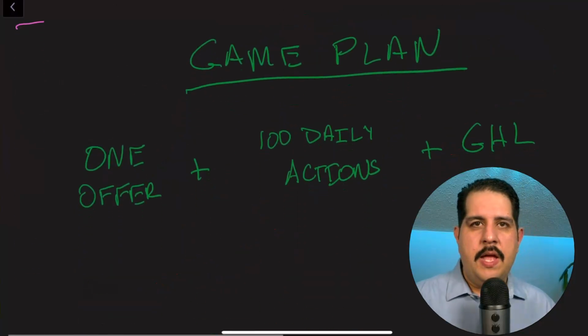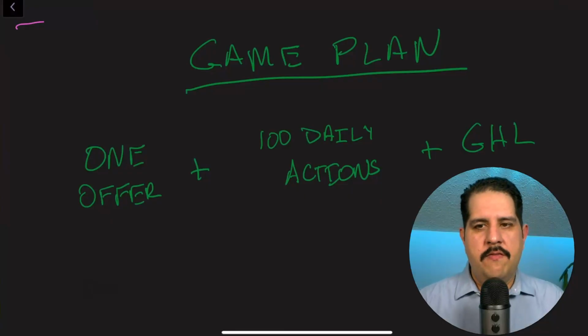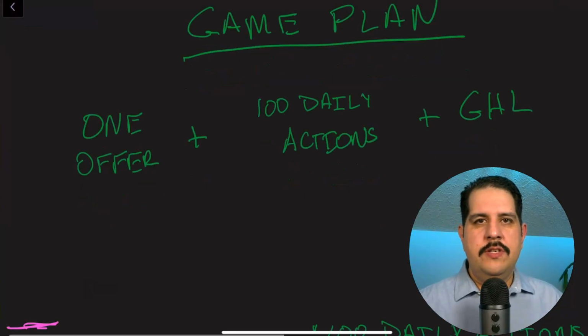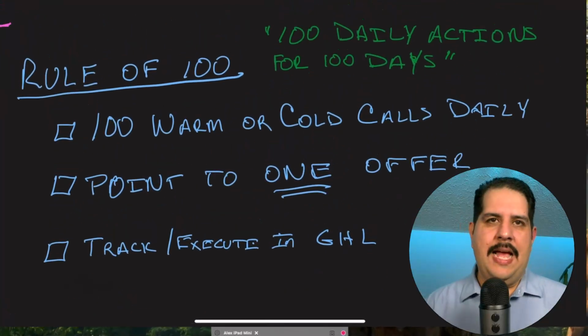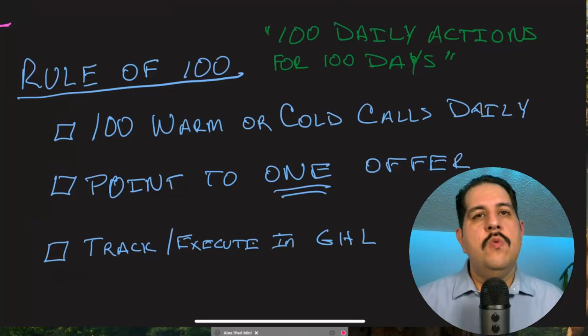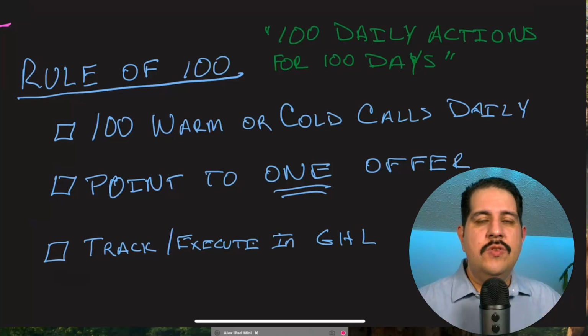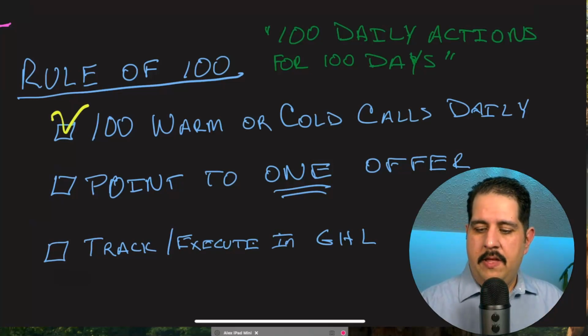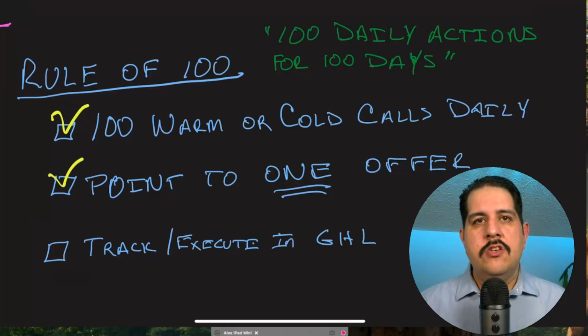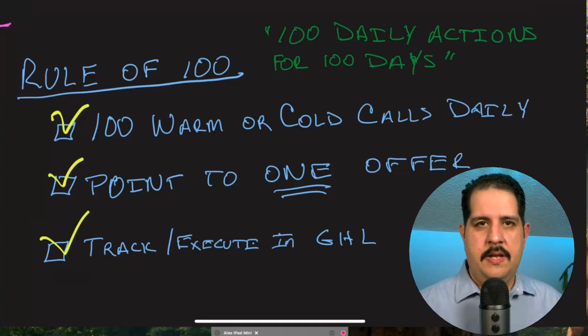So here's the game in one line. One simple offer plus 100 daily actions and HighLevel in order to organize it. That's it. Now, the rule of 100 says that you need to do 100 daily actions per day for 100 days, and you will get more engaged leads. Now, for you, that means to perform 100 warm or cold reach outs per day, all pointed to a single clear offer and tracked inside of a HighLevel pipeline. That's it. So let's build the offer first, and then we'll plug into HighLevel.